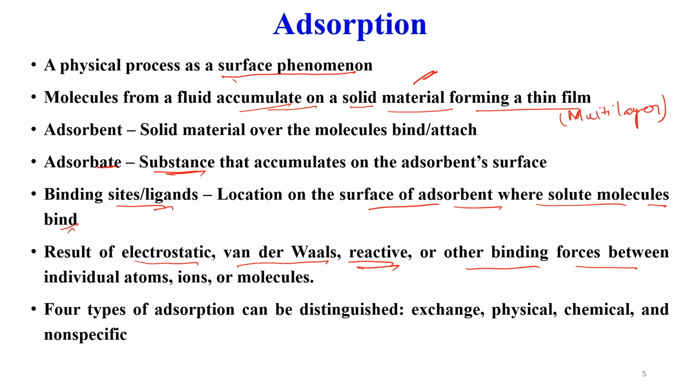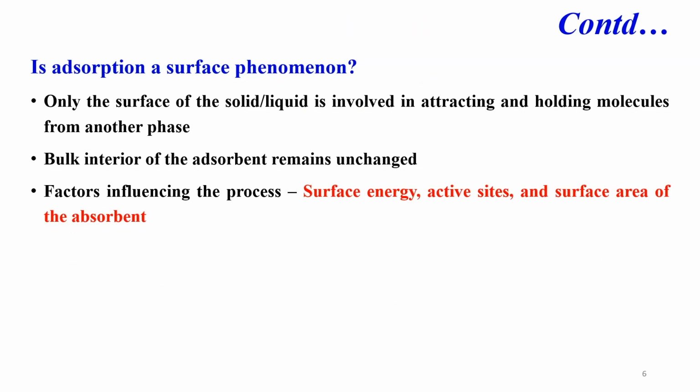Once the adsorbate reaches the surface, the adsorption can be distinguished: it can be an exchange process, physical adsorption, chemical adsorption, or random or unspecific adsorption. That we will discuss again in the next slide. So, why is adsorption a surface phenomenon? Because only the surface of the adsorbent, the solid material, is involved in attracting and holding the molecules from another phase. Typically, the bulk interior of adsorbent materials remains unchanged.